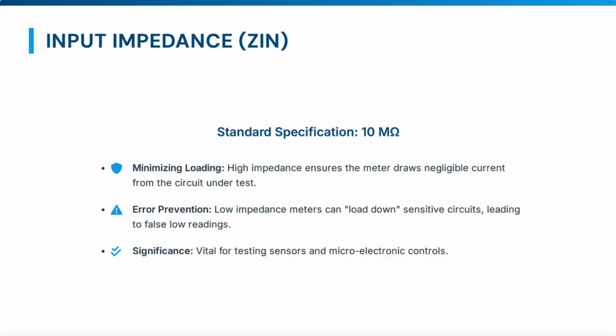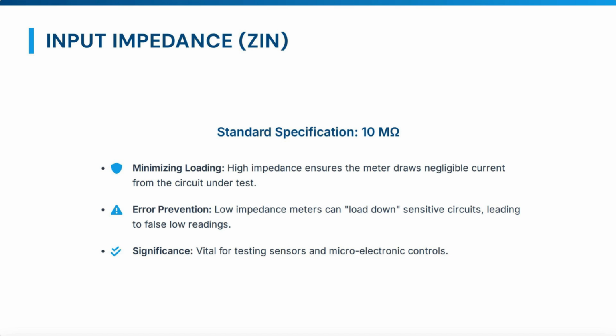Understanding input impedance, Z. Input impedance is the opposition a circuit presents to an alternating or direct current flowing into it from an external source. For digital multimeters, DMMs, and measuring instruments, a high input impedance is critical for accurate measurements. Key concepts from the slide. Standard specification. 10 M omega, 10 million ohms, is the standard value for most high-quality digital multimeters.